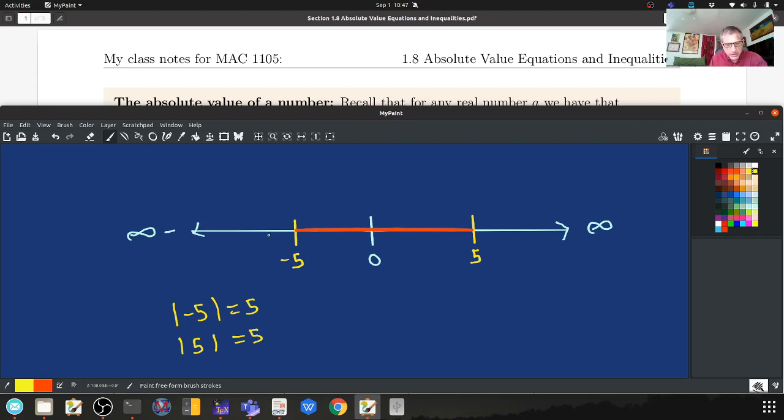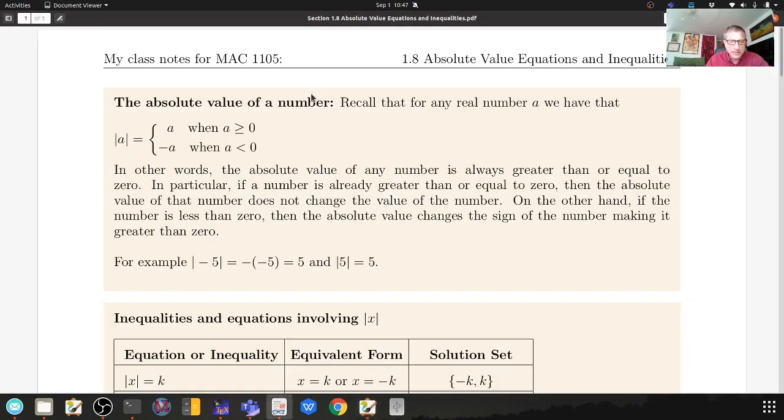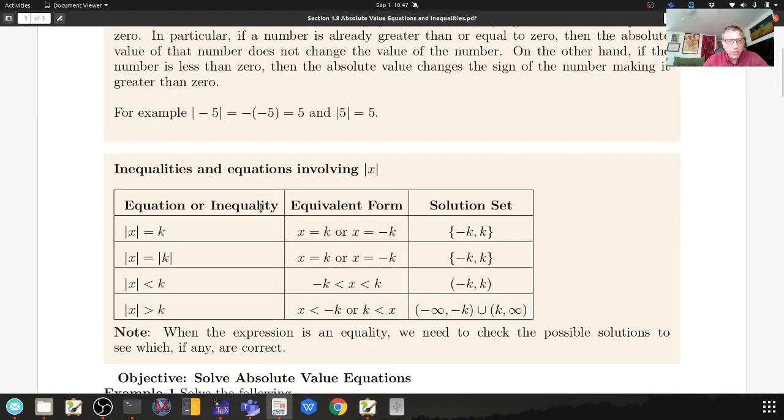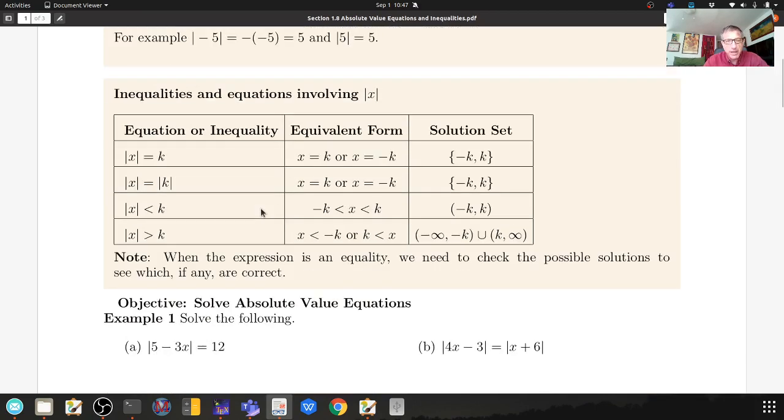Another interesting thought question for you. When is the absolute value of A equal to the absolute value of minus A? That's always true, right? I just told you the answer. So let's go on and look at some rules for solving equations and inequalities that involve absolute values.